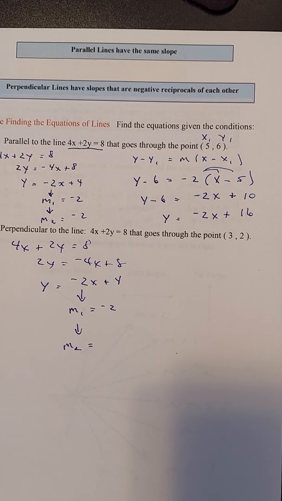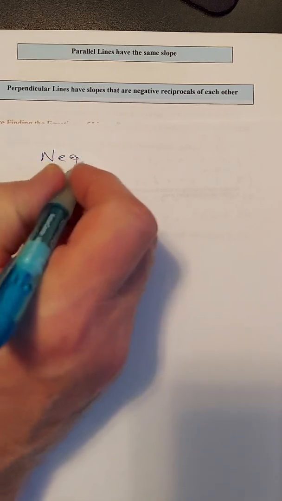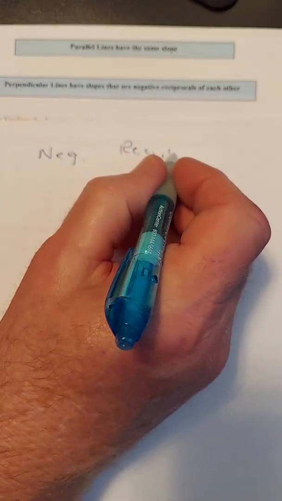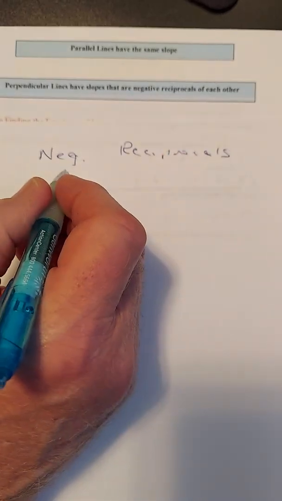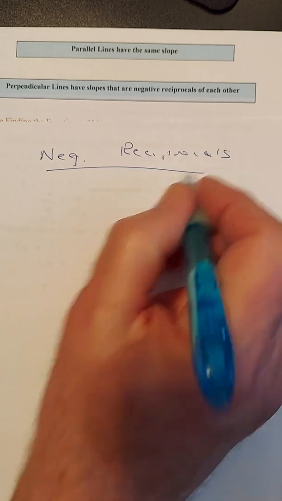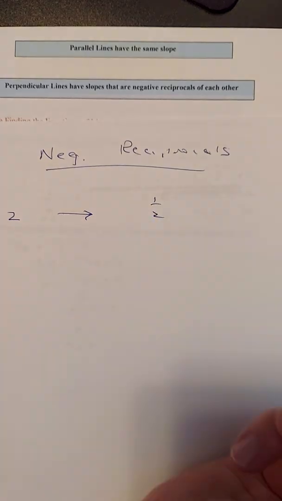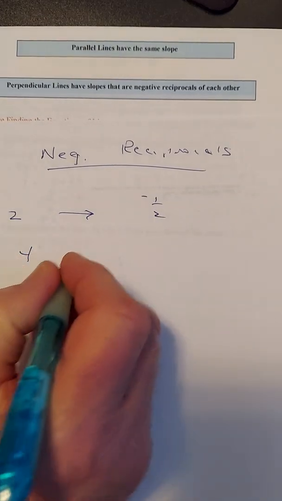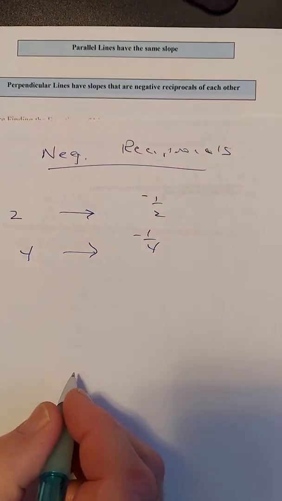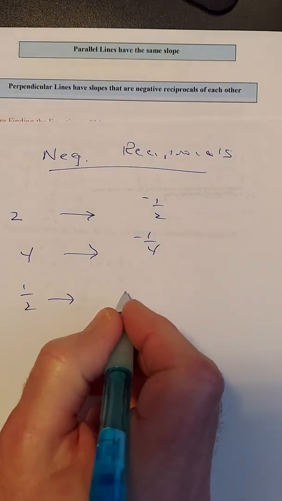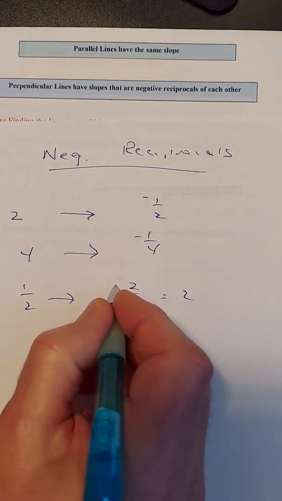So let's go back a second. We were talking about there at the top, it says perpendicular lines have slopes that are negative reciprocals. So let's talk about negative reciprocals. Negative means opposite. Reciprocals means you're flipping it over. So if I had one number of 2, the reciprocal would be 1/2. The negative reciprocal would be negative 1/2. If this is 4, that's negative 1/4. If this is 1/2, then that's going to be 2 over 1, which we would write as 2. I'm sorry, negative 2.